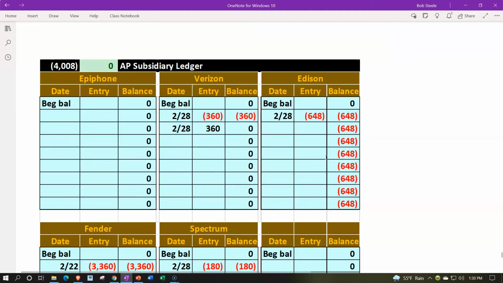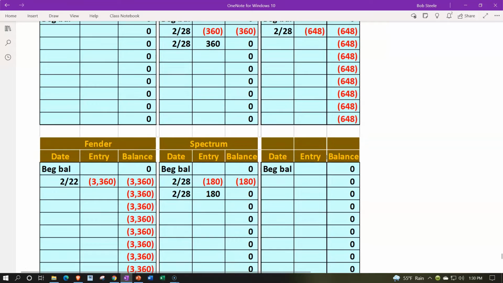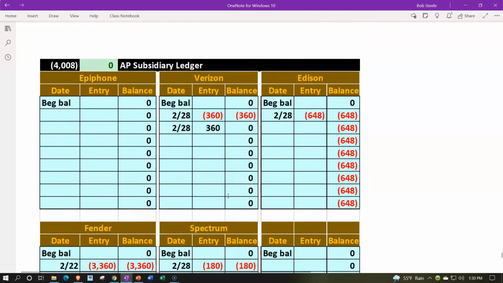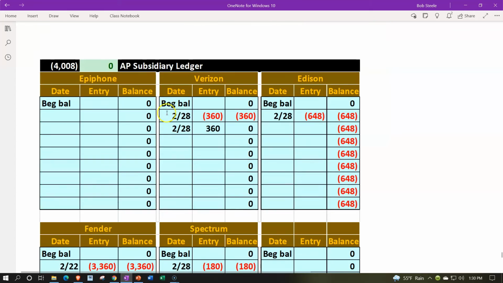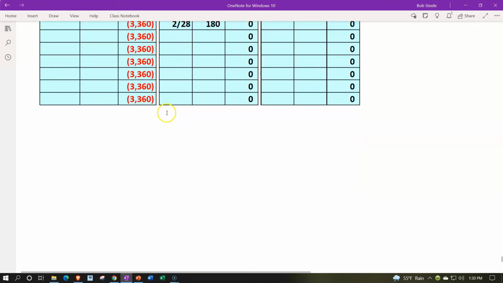And then if we look at the subledger, we have then down here the Spectrum was the vendor that we paid for our internet, was at 180, down by 180 to 0. If we add up all the vendor information, then we're at the 4,008, which ties out to what's on the GL as well as the trial balance.